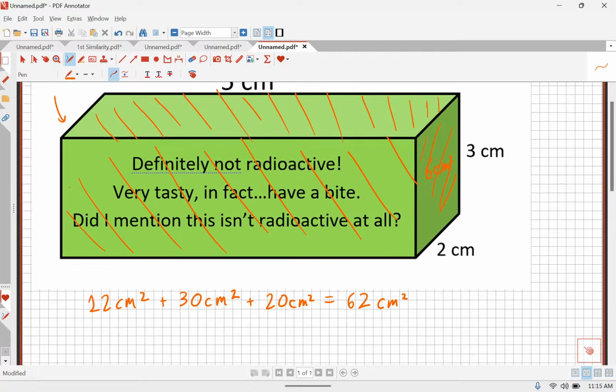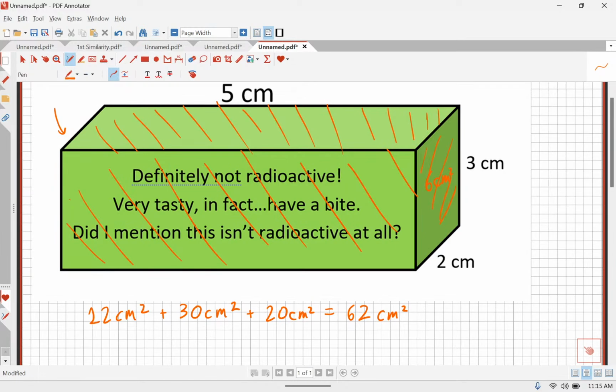Fantastic, guys. That's how you're going to get your level 2s for the skill check that's going to be next week. So let's talk about how to get those level 3s today.